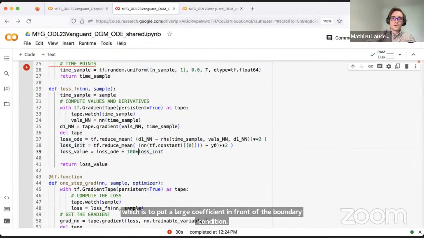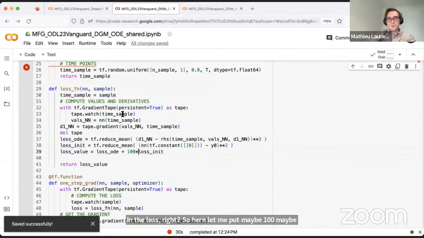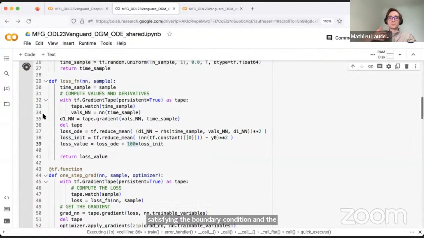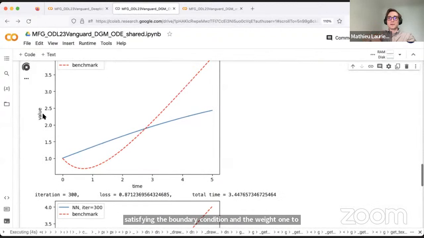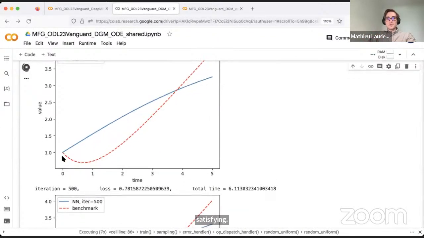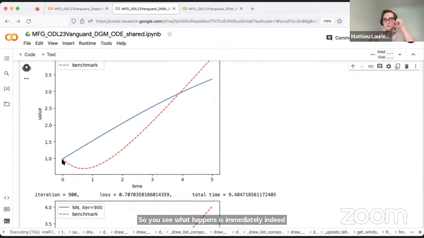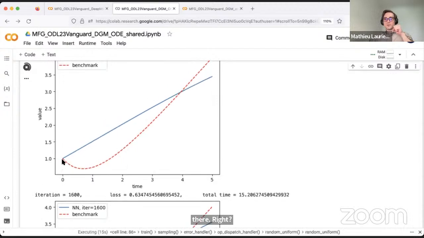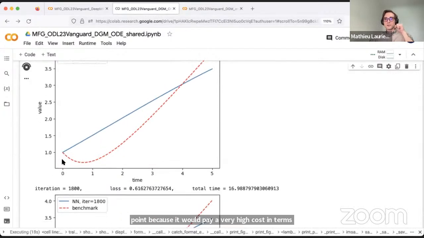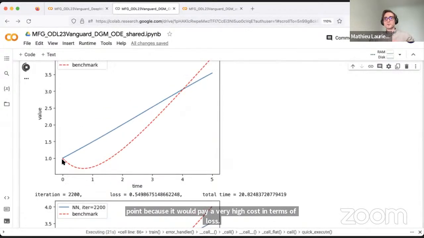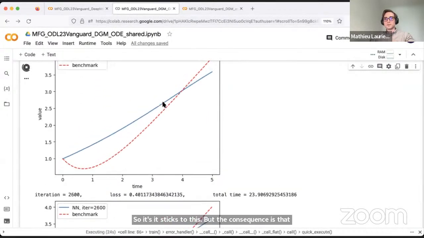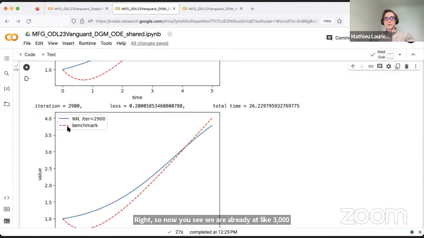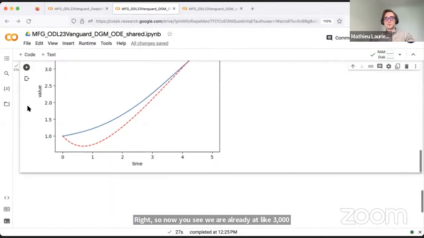So here, let me put maybe 100. Maybe it's even too much. Let's see. I put 100, which means I give a weight of 100 to satisfying the boundary condition and a weight of 1 to satisfying the ODE inside. So you see what happens is immediately it satisfies the boundary condition and it's really stuck there, right? The neural network does not want to move from this point because it would pay a very high cost in terms of loss. So it sticks to this, but the consequence is that it does not really manage to optimize the rest, right? So now you see we are already at like 3,000 iterations. I put a stopping criterion at 3,000 iterations.